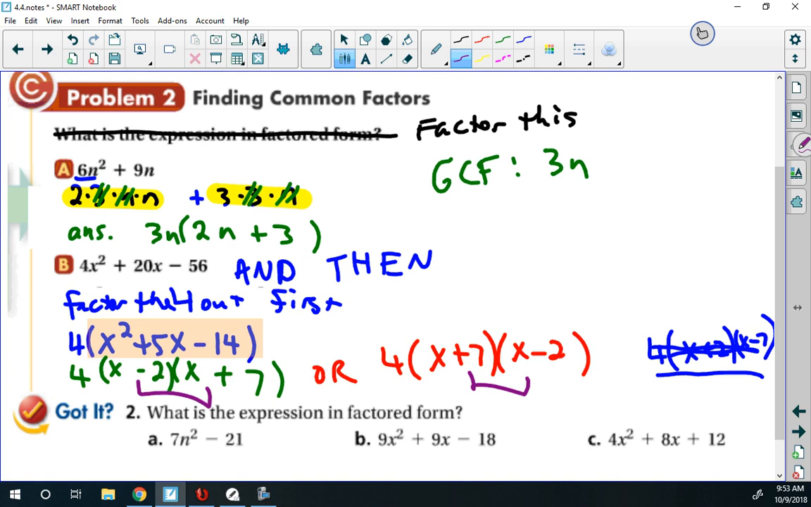Any other questions before we move on? Do we need to do any of the got it's, or do we got it? Anybody want to look at any of the got it's, or are we good? Good? Okay. Maybe you could try those on your own. This will be a PDF up online.